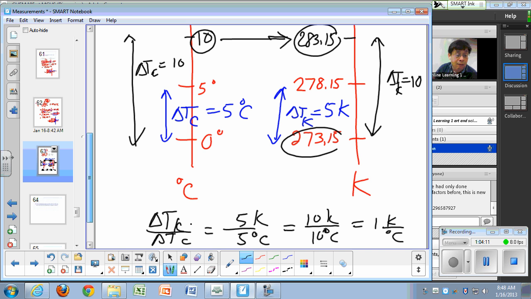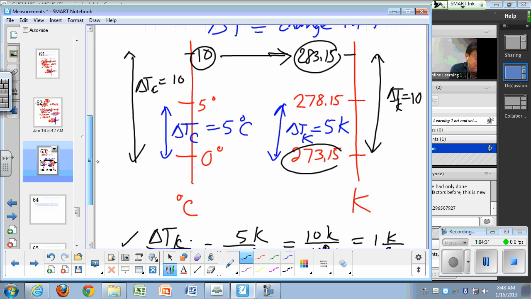By the way, Kelvin should never be written with a degree symbol. Kelvin is what we call an absolute temperature scale. So there's no degree symbol written when you write temperatures in Kelvin. Okay? So changes on the temperature scales are directly proportional.